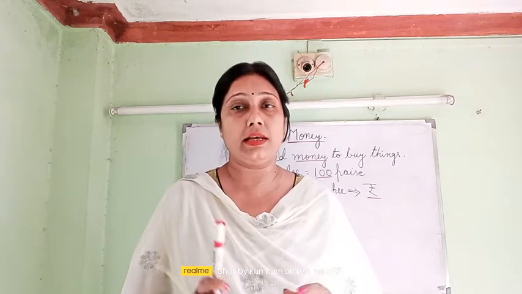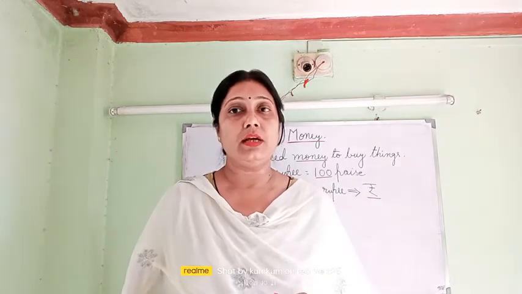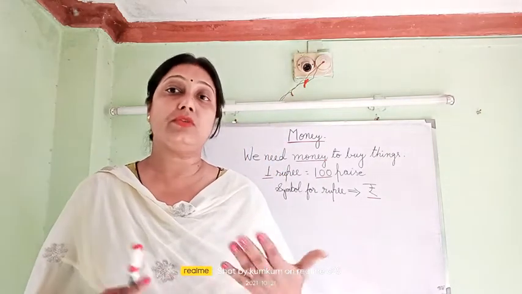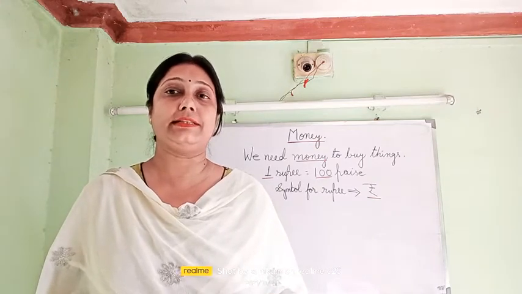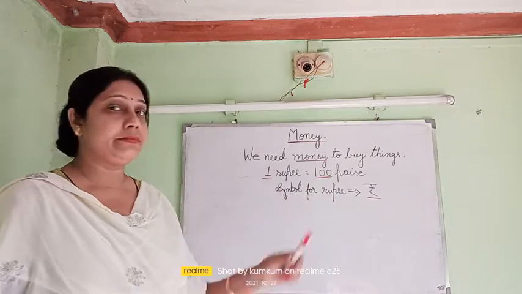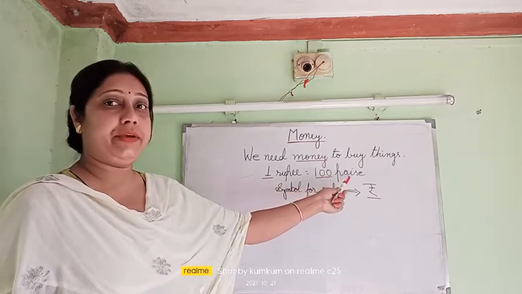When we say 1, we never add s with 1. So, 1 rupee. And whenever more than 1, that means 2 rupees, 3 rupees, 4 rupees, like this. So, we need money to buy things. 1 rupee is equal to 100 paise.